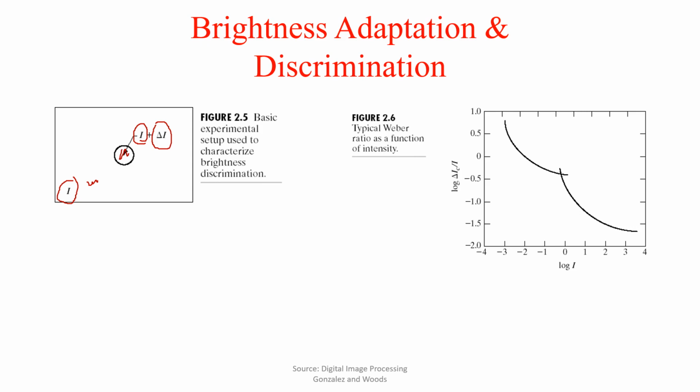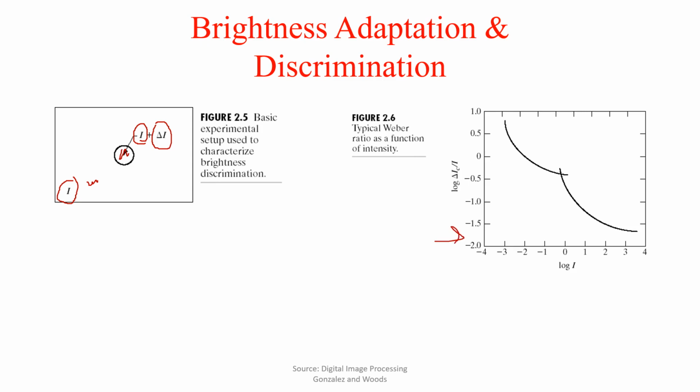Okay, and we start changing the intensity of the circle till the user notices that there is a circle in the middle. We can increase, making it lighter, or decrease, making it darker, and then we measure how much change we are able to perceive. The amount of change which we perceive depends on the background light, and that is what is called Weber's ratio. So that is shown in this figure.